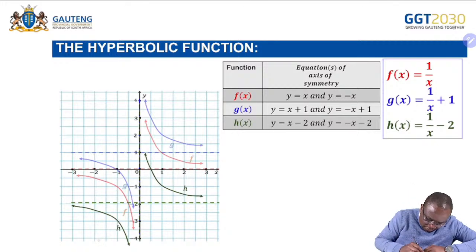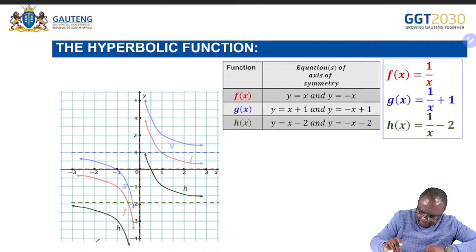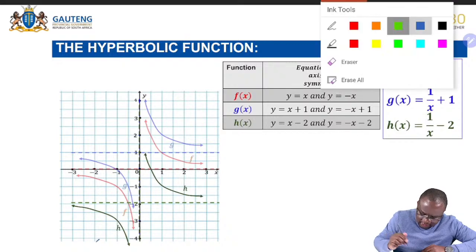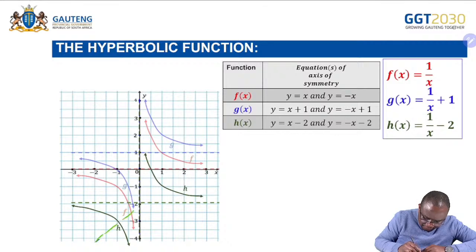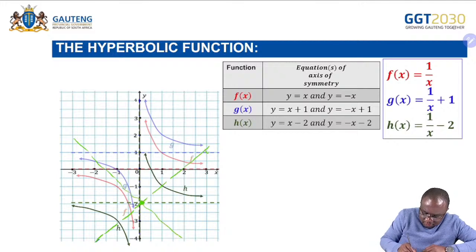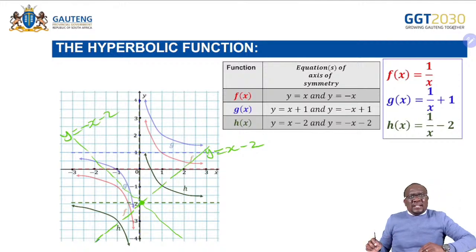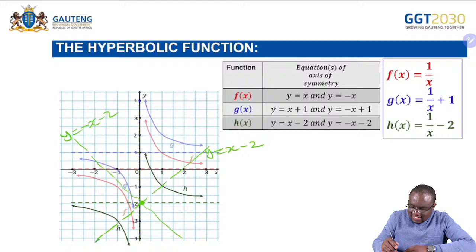Right, because it's going to cut here. I can't find my pen now. Okay, let me see. Right, it's going to cut here, and then the other one is going to cut there. See, at minus 2 here, negative 2. So it's going to be y is equal to x minus 2, and then y is equal to negative x minus 2. You see that? Those are the equations of the axis of symmetry. And then it is linked to the q value.